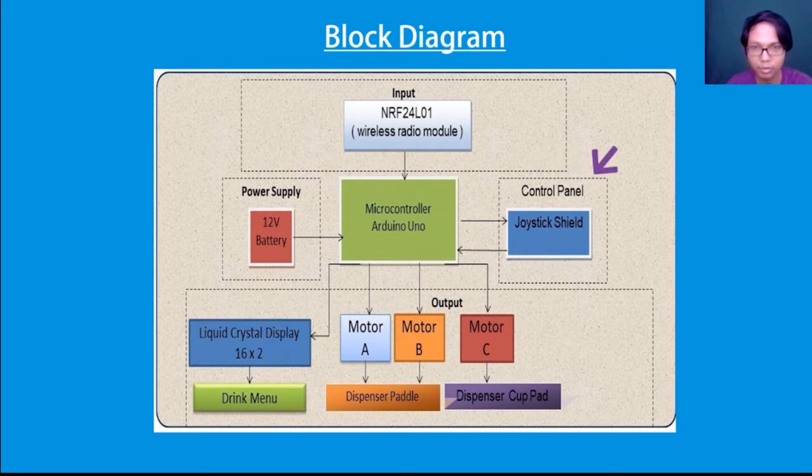The output from the microcontroller Arduino Uno is motor A and motor B, which control the dispenser pedal, and then motor C, which controls the dispenser cup pad, and the output for the LCD, which is a liquid crystal display for the drink menu.